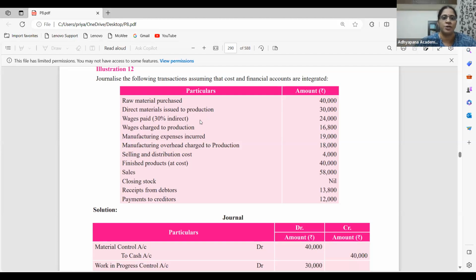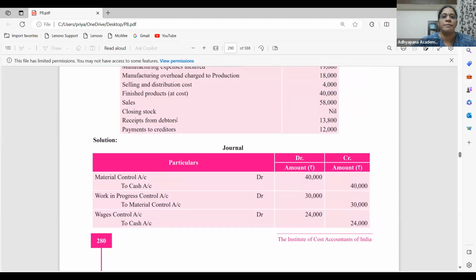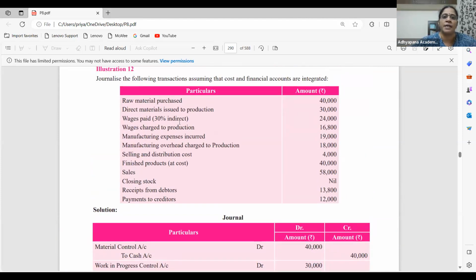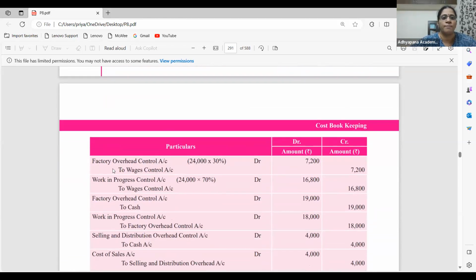Material issued to production. So WIP control to raw material control. Wages paid. So wages control to cash will be wages paid. Then they have told 30% is indirect, which means the remaining 70% is direct. So it will be WIP control, then factory overhead control to wages control. So they have just shown factory overhead control to wages control, WIP control to wages control.